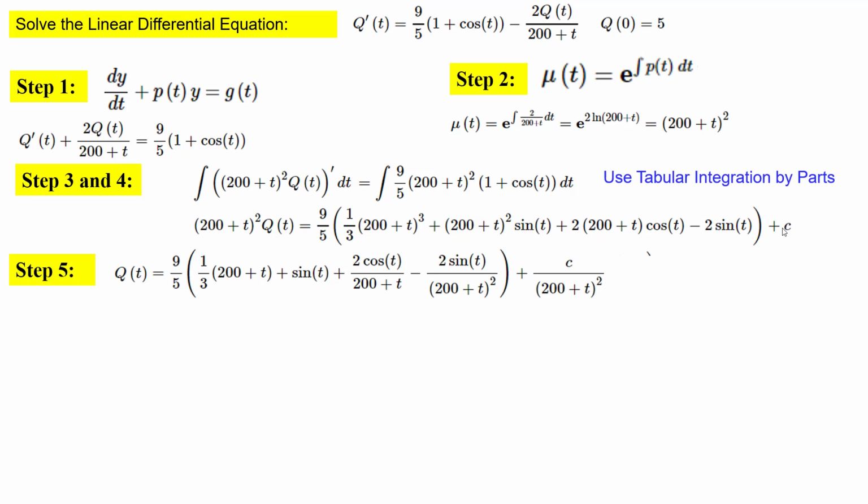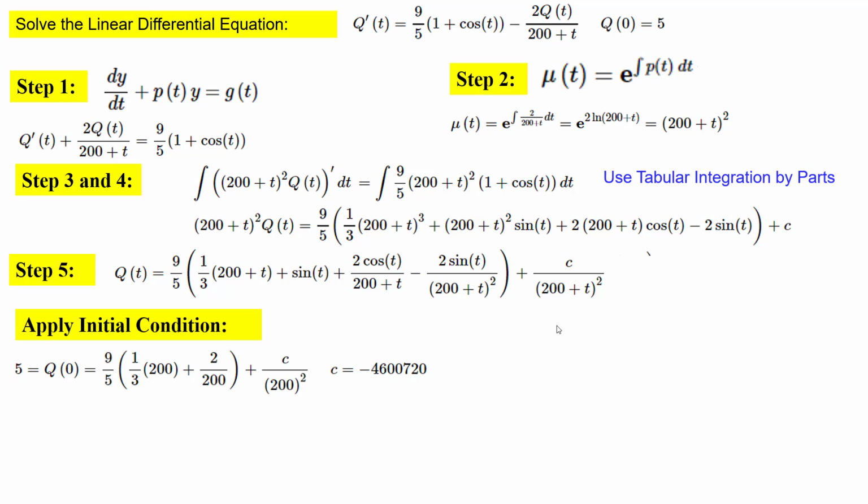All right, so here we go. And then step 5, which is to solve for q of t. So here's my function. I mean, it's not pretty, but it's a closed form function. Nothing crazy, right? All the functions are algebra 2 trig functions. Okay. And then apply the initial condition.